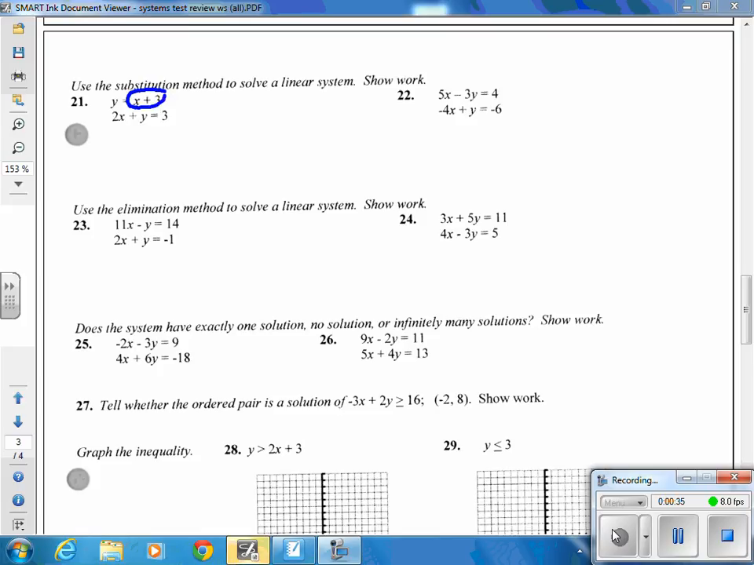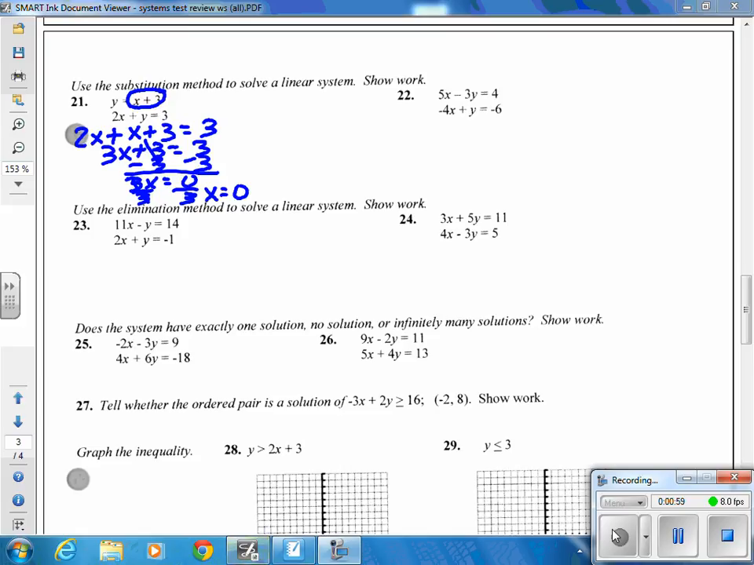For number 21, it's already ready to go with the y being by itself, so I'm going to circle the x plus 3. That tells me that in the place of y in the other equation, I'm going to insert x plus 3. So now I have 2x plus x plus 3 equals 3. Combine your like terms, so now you have 3x plus 3 equals 3. Subtract your 3. You now have 3x equals 0. Divide by 3, and you have x equals 0.